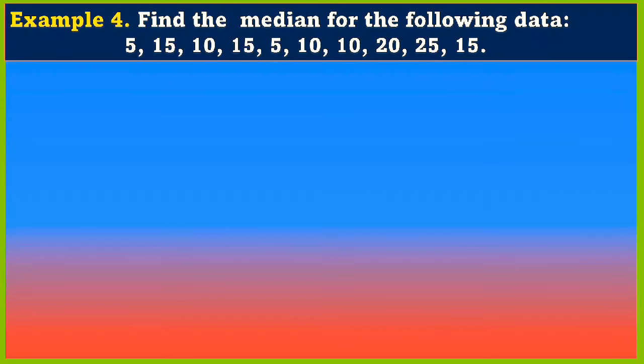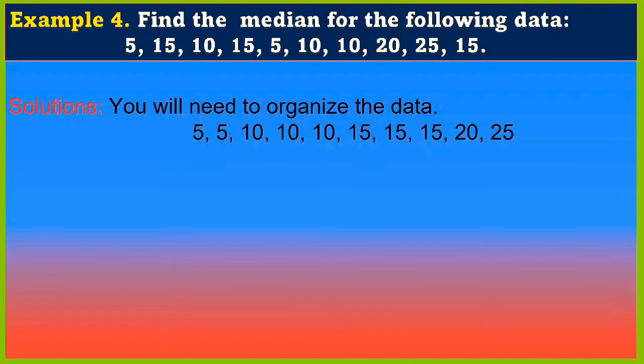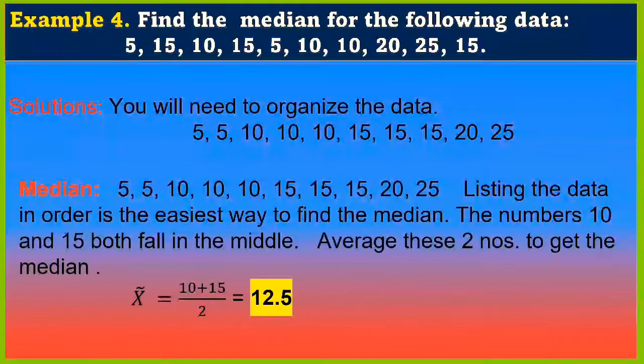Let's have another example. Find the median for the following data: 5, 15, 10, 15, 5, 10, 10, 20, 25, and 15. First thing to do, class, is to organize the data. Here I have the arrangement of data in ascending order: 5, 5, 10, 10, 10, 15, 15, 15, 20, and 25. Listing the data in order is the easiest way to find the median.